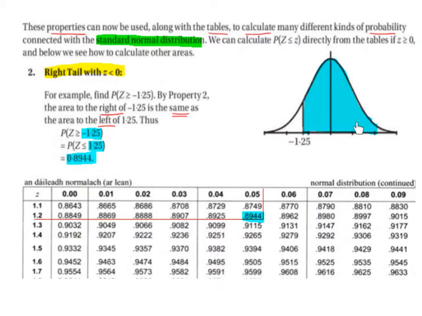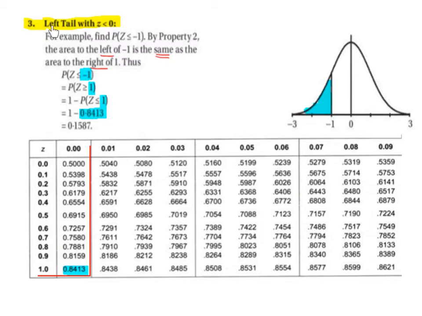So it's the exact same thing to get the area from here to the left as it is to get the area from here to the right. It works out to be the exact same area. So what we're going to do is go to 1.25 in our tables. So we go to 1.2 and go across, and 0.05 and go down, because 1.2 plus 0.05 is 1.25. We get to 0.8944. So the probability that z is greater or equal to minus 1.25 is 0.8944.